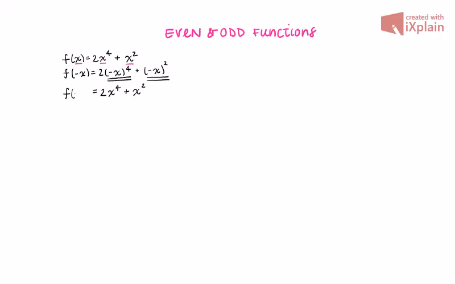So what I notice is when I try to evaluate what f of negative x is, I get back the original function. So when that happens, when you replace every x with a negative x and you obtain the original function, what this means is that the function f of x is an even function. And I'll show you what that means by using a sketch.